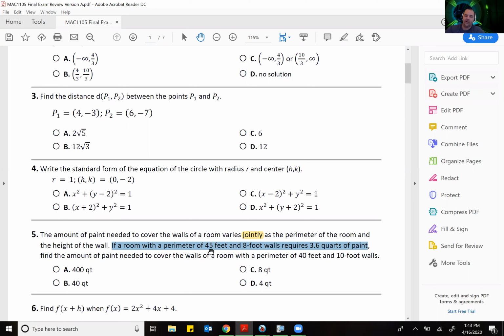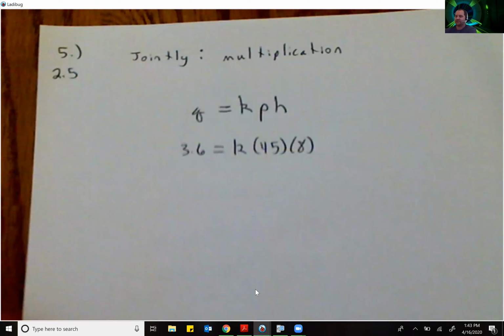Where's the 45 going to go in? After the K. Yeah, for P, right? So they're telling us that P is 45. 8-foot walls. Where's the 8 going to go in? With the H, because that's the height of our walls. And then requires 3.6 quarts. Where does the 3.6 go in? Under Q. So what we have just found out is that our equation now looks like this with numbers plugged in.